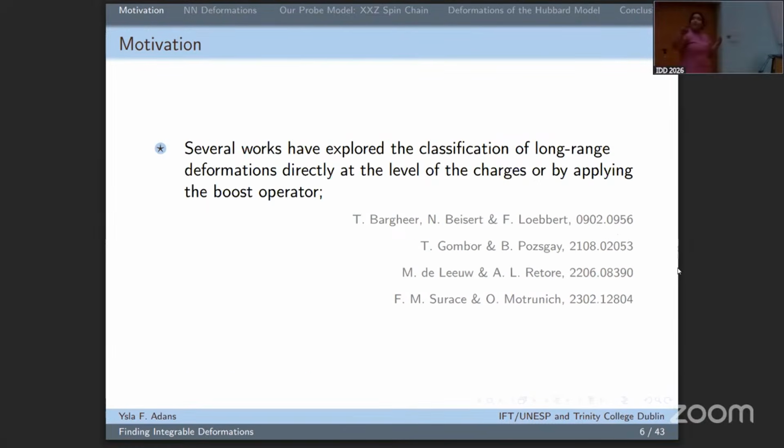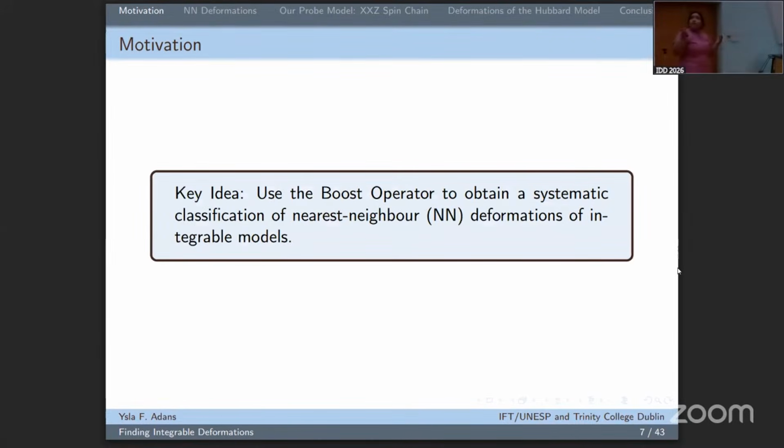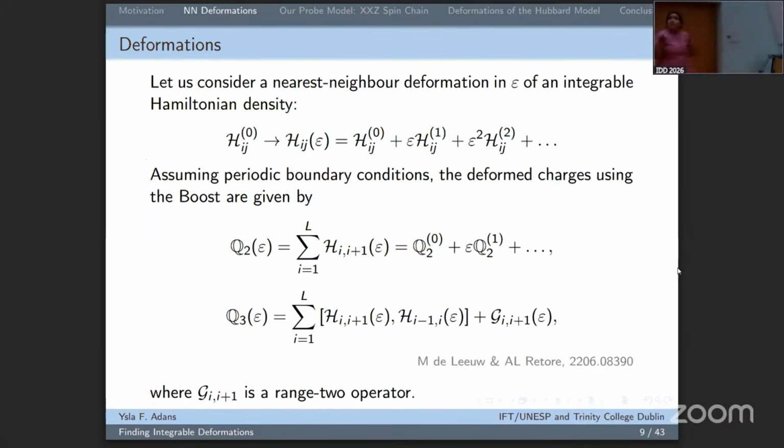Also, at the level of the charges, there has been a lot of work on deforming the charges by adding long-range deformations, or trying to construct new charges with the boost operator, by several authors, and seeing how this modifies integrability. So the idea is to combine these two things: to use the boost operator method to find a systematic classification of only the nearest neighbor deformations, so I'm not taking long range here, of integrable models. So in order to do this, I have to introduce a little bit of notation.